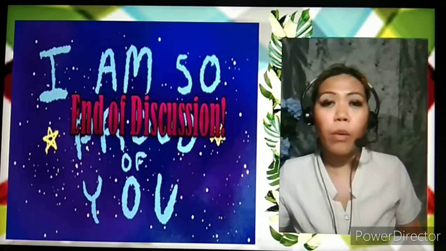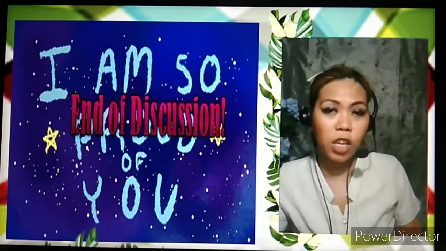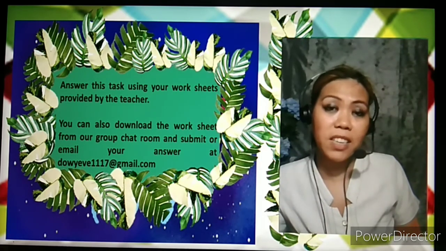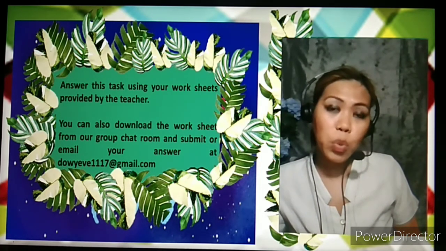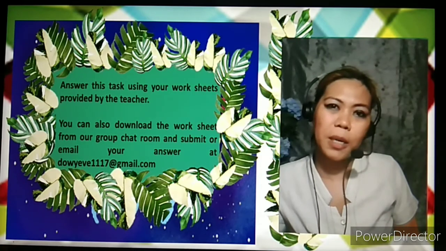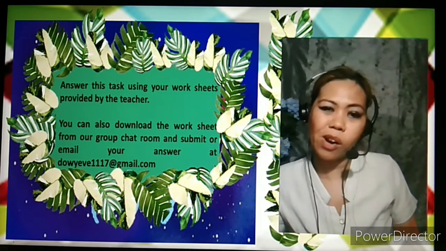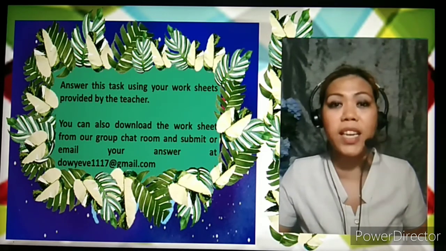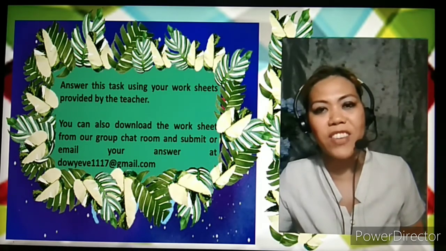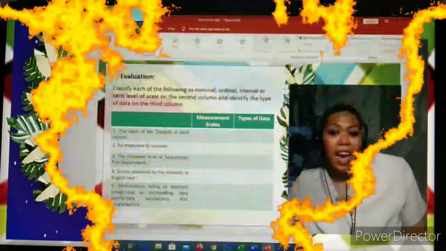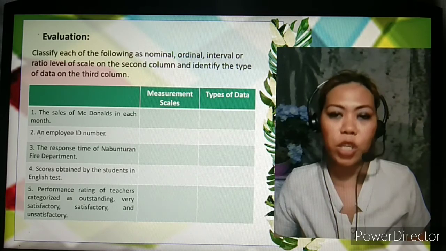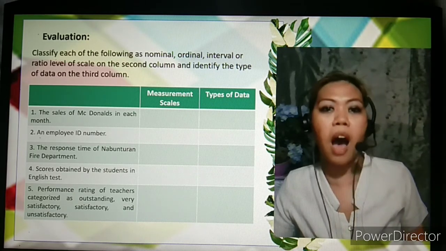Okay, so I want you to get ready and, of course, pull up your worksheets or your module once again, because I'll be leaving you some activity or evaluation. And for those who are attending my class online, you have to do it with Microsoft Word, and then you can attach the file to your email and send it to dowy1117@gmail.com. Evaluation.